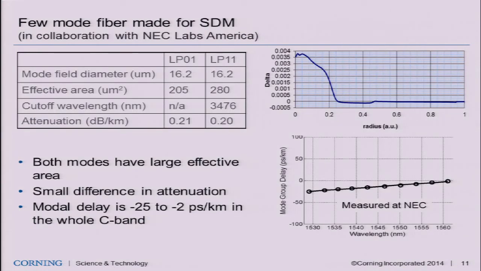Now, just to show one example of a few-mode design. This shows the actual fiber profile we made, and in this fiber there are two modes, LP01 and LP11, and both modes have a large effective area. Fundamental mode is 205, and LP11 is 280. The delay is not perfect yet, but it's very low. In the whole C band, the delay is between minus 25 to minus 2 picoseconds per kilometer, which is very good.